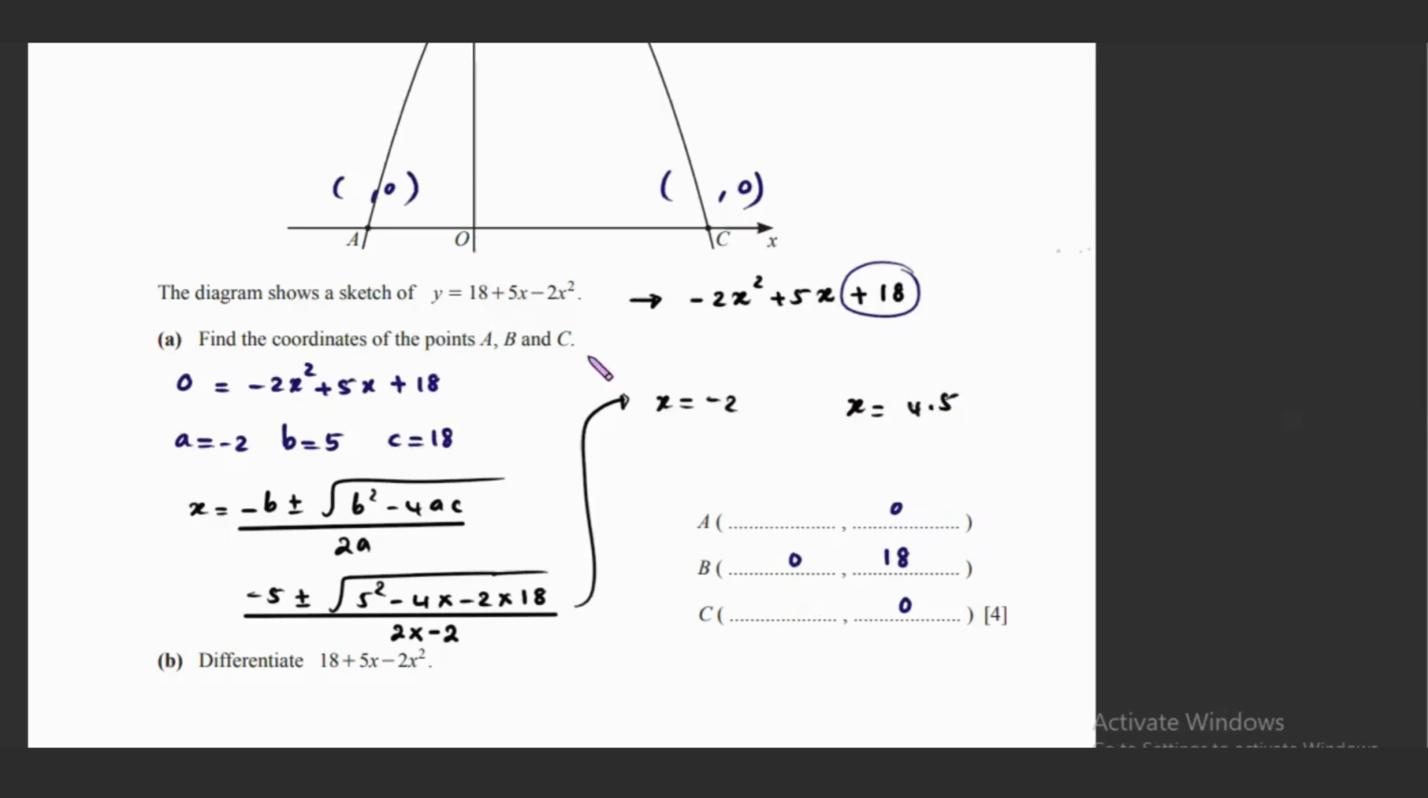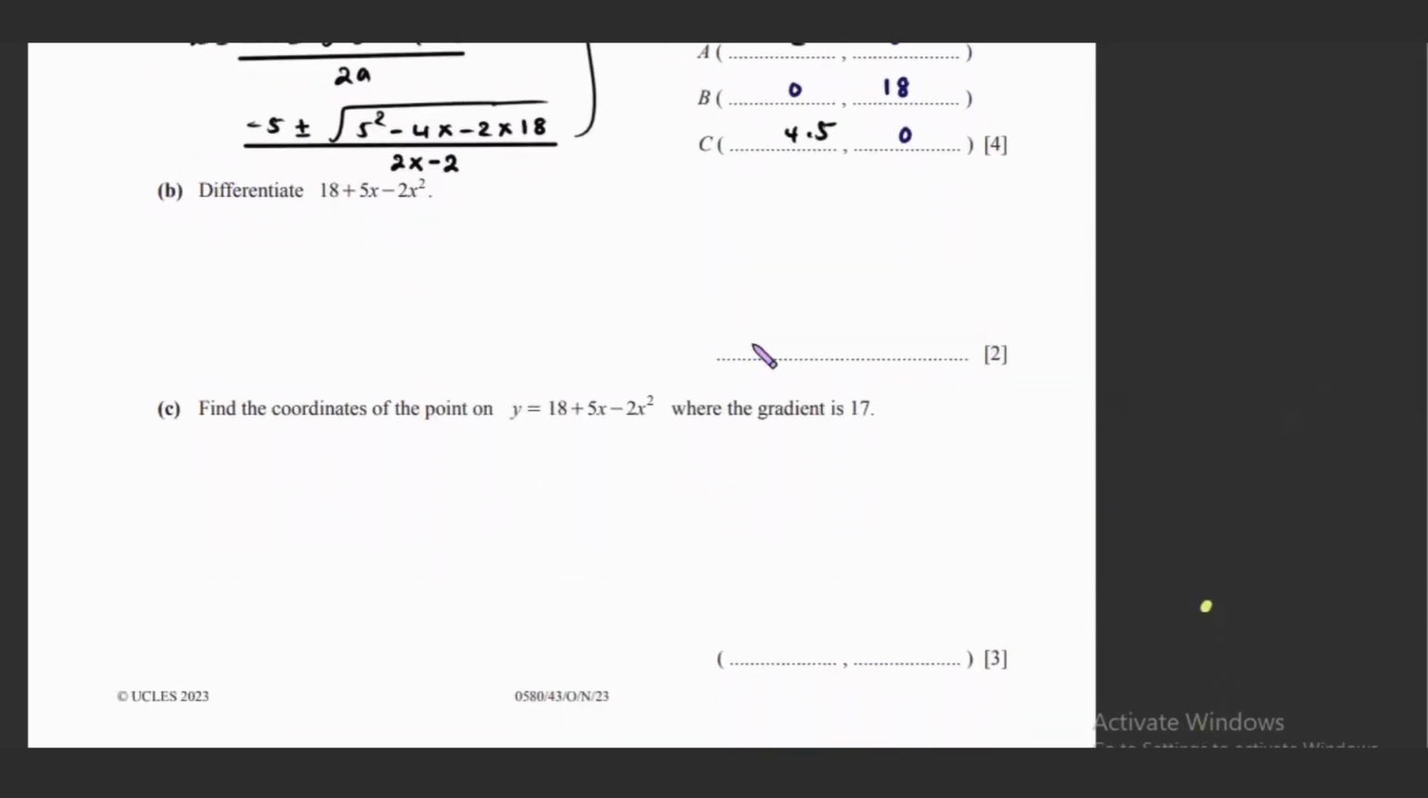So A is going to be that negative 2 because that is in the negative section. And C will be in the positive section. So that's going to be 4.5. So these will be the coordinates that we're supposed to find. Then the second part of the question is to differentiate this expression that is given to us. So to differentiate means to find the derivative function. That is the formula for gradient.